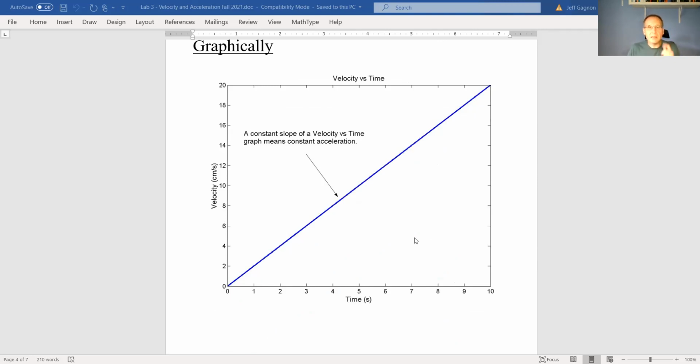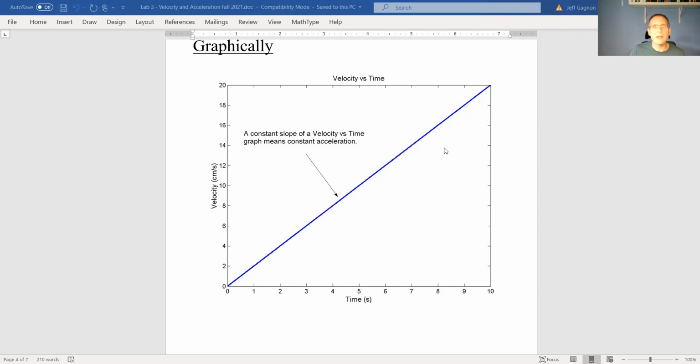And in this case, if I choose some time, let's say 2 seconds, I go to the graph, I draw a tangent line to the graph at that point. That will be the instantaneous acceleration. If I want to know at 6, I go to the line, draw a tangent line here, and the slope is the instantaneous acceleration. Since that slope is not changing, what does that say about the acceleration in this case?